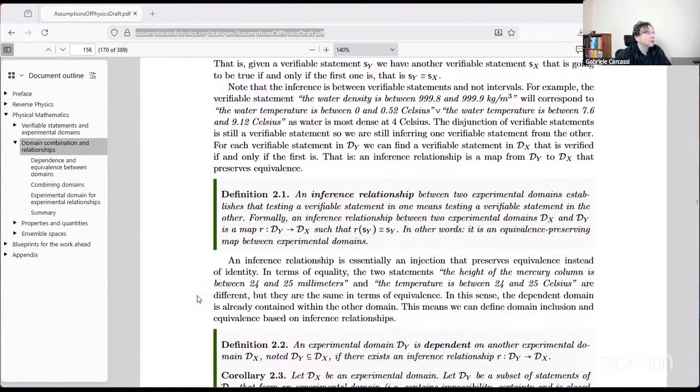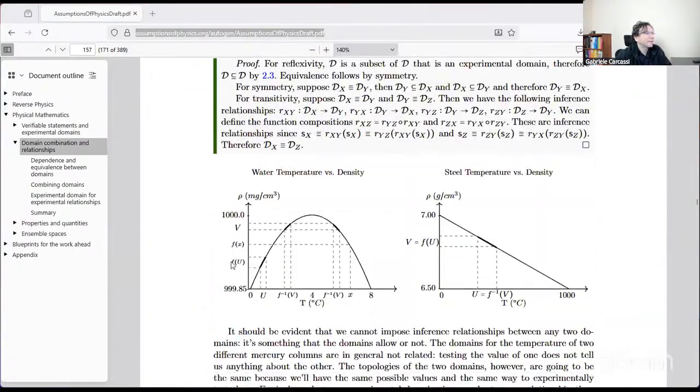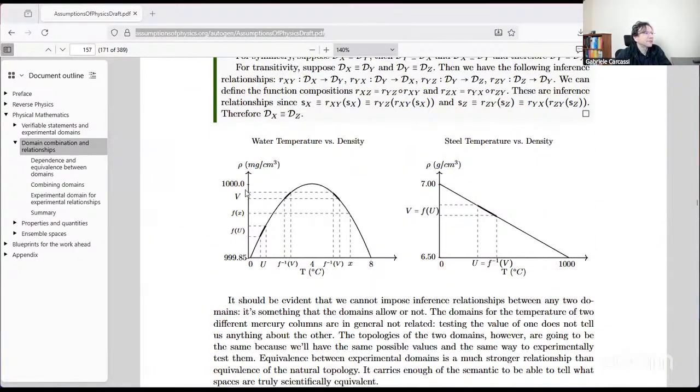Okay, so let's look at the diagram at some point here. So the point is that if we take a range of density, this single interval of density, when we reverse map it to the temperature, gives us two intervals of temperature, but then the union of two open intervals is still an open set. And so that's why open sets and verifiable statement regions are more important than open intervals by themselves.